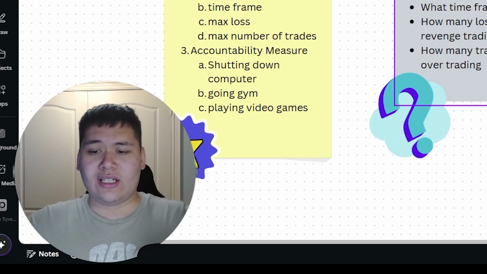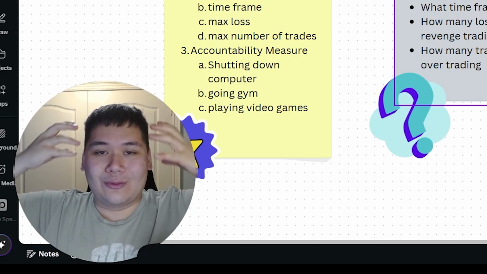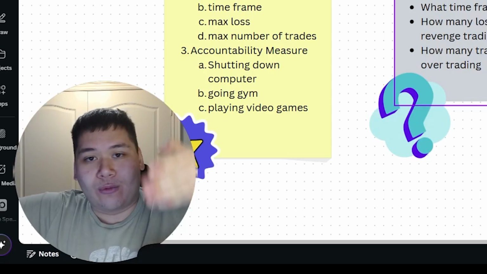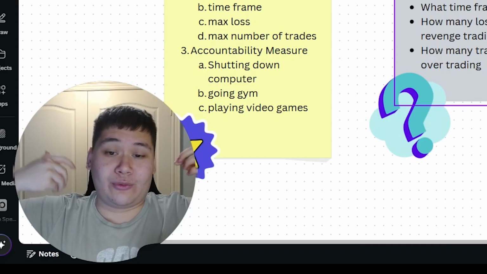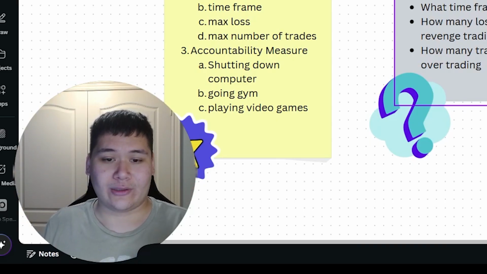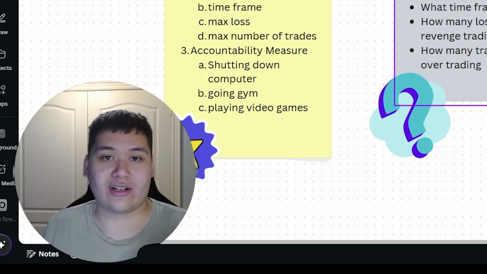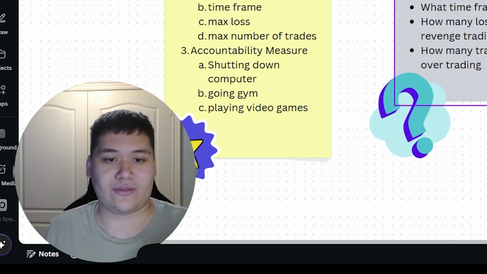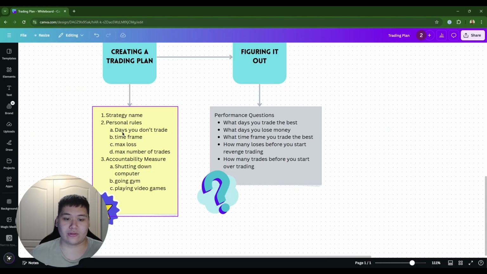Basically you're trying to dig into your own head to figure out what you do better and what you do worse at, and you want to eliminate what you do worse at. So you've got to really think about it. And whenever you start trading, become a bit more aware. When you start overtrading, ask yourself, okay, how many trades did I take before I started overtrading? You've got to ask these questions to figure it out. Once you've figured this out, then you can add it into your personal rules section. Accountability is pretty easy. I think you should be able to come up with that. And then your strategy name.